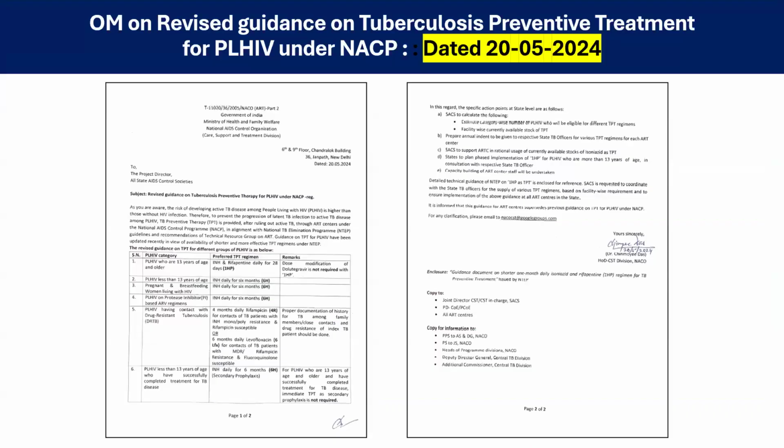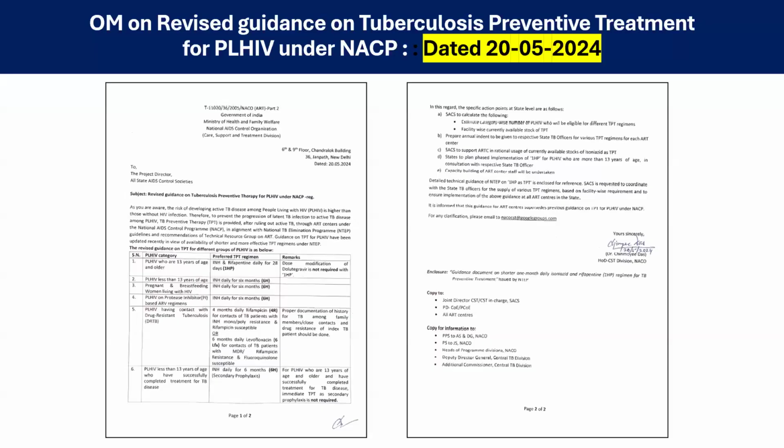What are the TPT regimens that we use at the ART centers? The OM talks about the categories of PLHIV and what the preferred TPT regimen is, and what modifications need to be done. It also clearly says that SACS has to calculate the estimated category-wise number of PLHIV who will be eligible for the different TPT regimens listed from 1 to 6 in the OM, how the indent has to be prepared, how to coordinate with the NTP people, and how to do a phased implementation of 1HP for PLHIV who are more than 13 years of age.